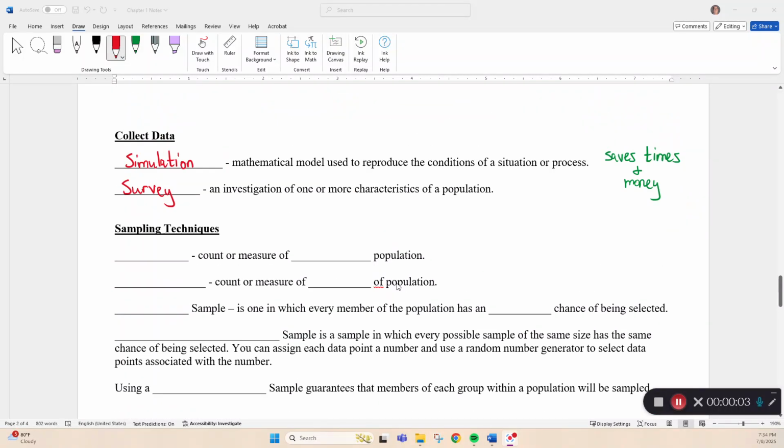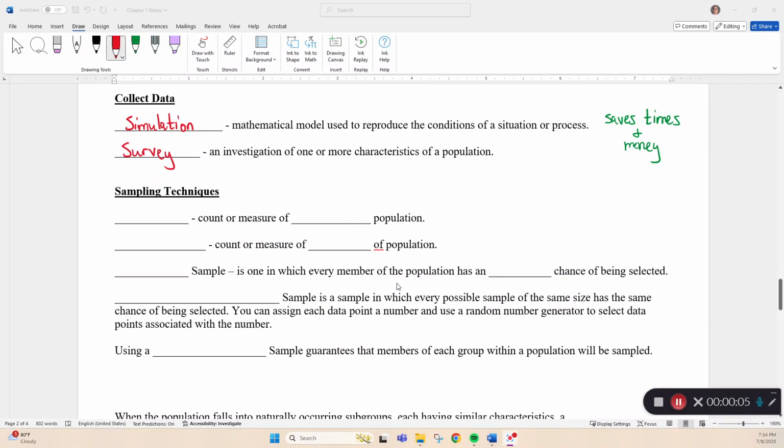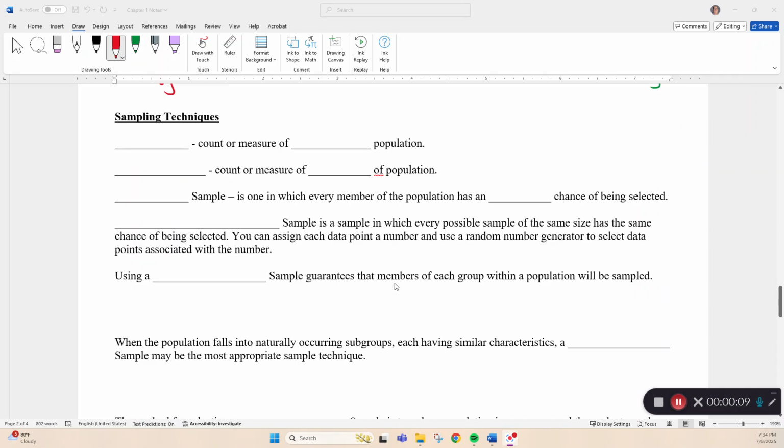Okay, so in this video, we're going to take the experimental design a step further and talk about sampling techniques. So how do I go and sample this population? What do I do?